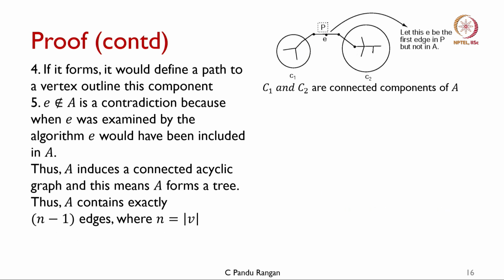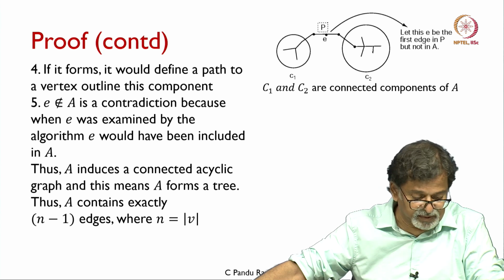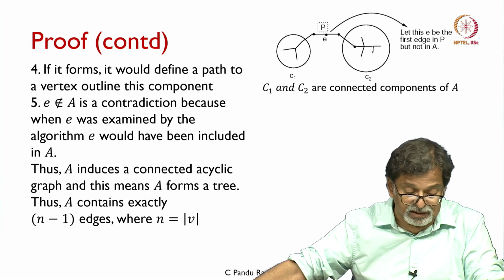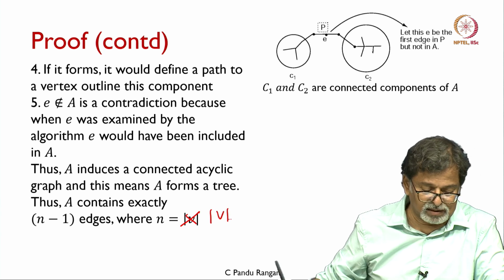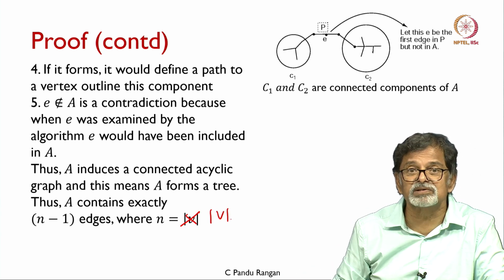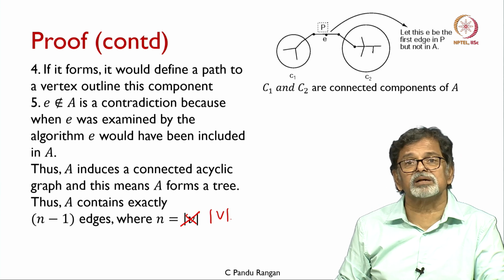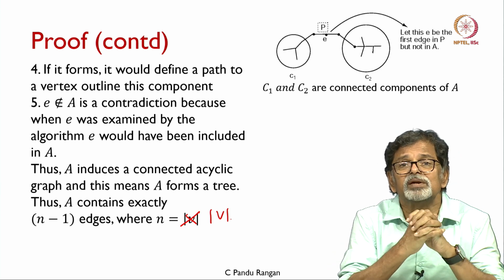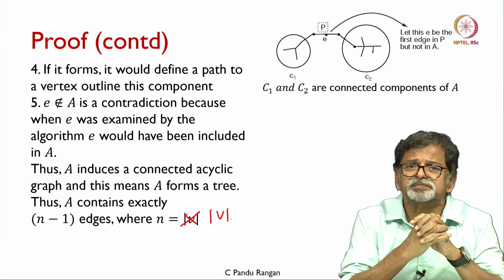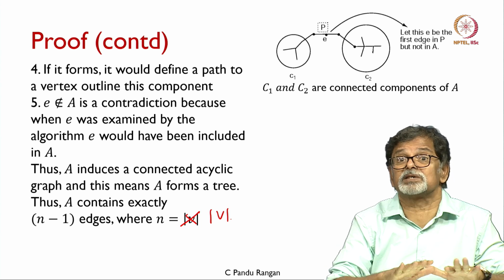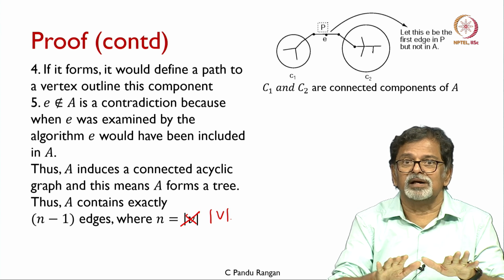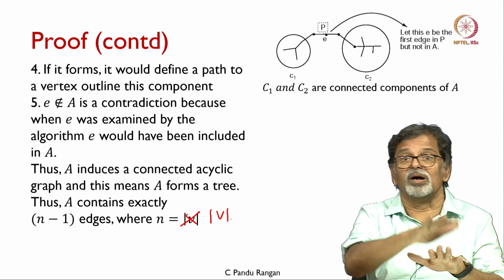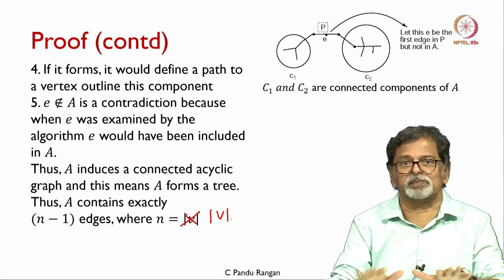Therefore, A will have n minus 1 edges, where n is the number of vertices in V. This concludes the first part of the proof. We are still to prove that it is a minimum spanning tree. We have shown that it is a spanning tree. It is a tree, it is working on all vertices, therefore it is a spanning tree.